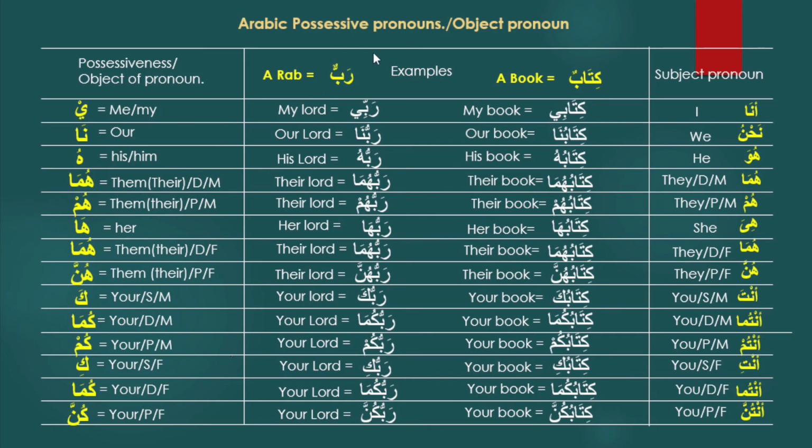So this is very easy to memorize, right? Rabbi, Rabbuna, Rabbuhu, Rabbuhuma, Rabbuhum, Rabbuha, Rabbuhuma, Rabbuhunna, Rabbuka, Rabbukuma, Rabbukum, Rabbuki, Rabbukuma, Rabbukunna. How nice it is. You can easily memorize everything if you want. But I am not telling you to memorize. You just understand how it is derived. Then you will be able to memorize everything after that.